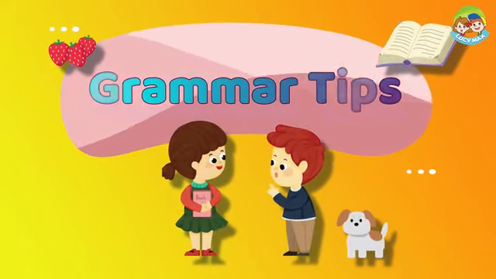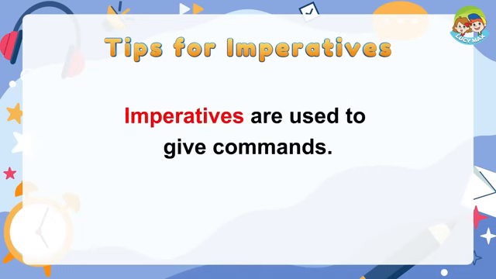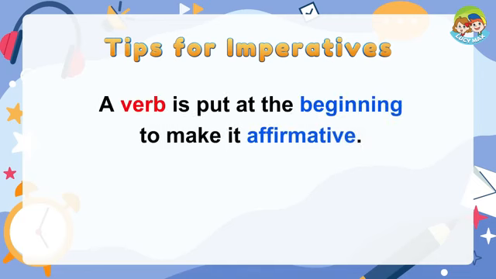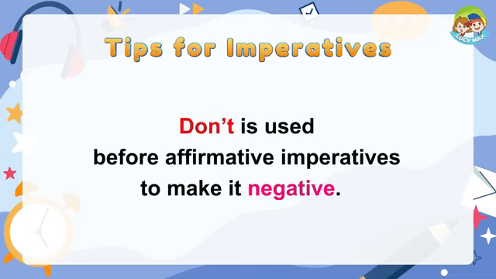Grammar tips. Tips for imperatives. Imperatives are used to give commands. They tell to do something. A verb is put at the beginning to make it affirmative. A base verb is always used for imperatives. Don't is used before affirmative imperatives to make it negative.